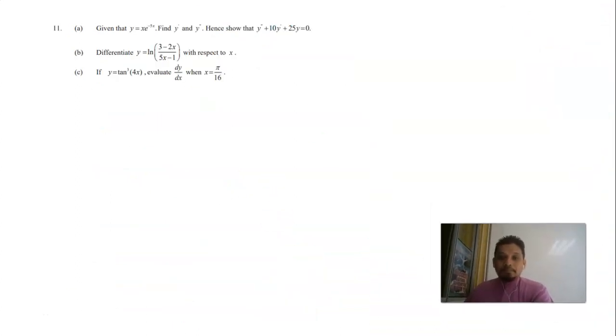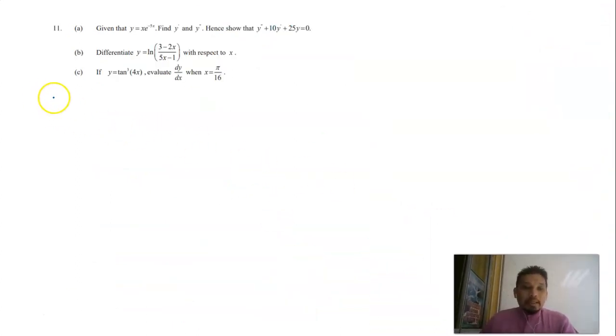Now, given that y equals x e to the power of negative 5x, find y prime and y double prime, and then show that this expression here equals 0.